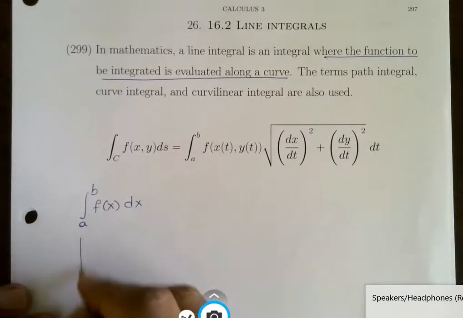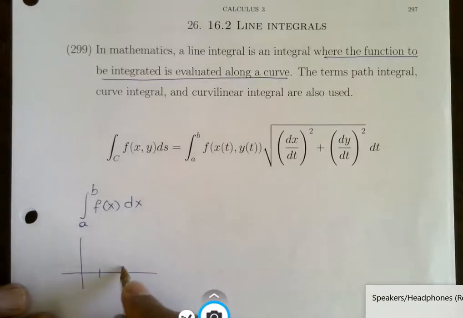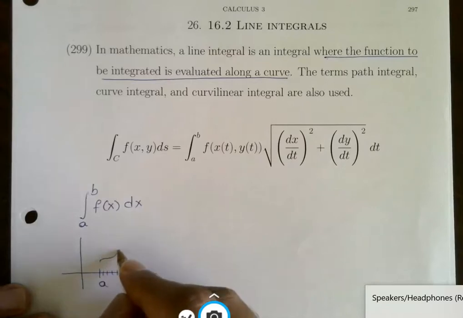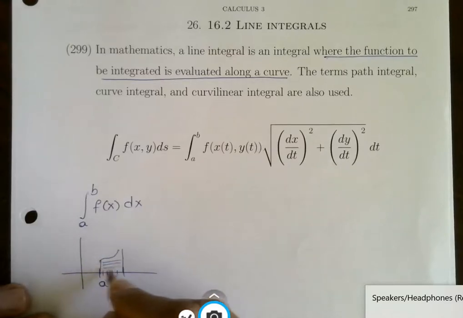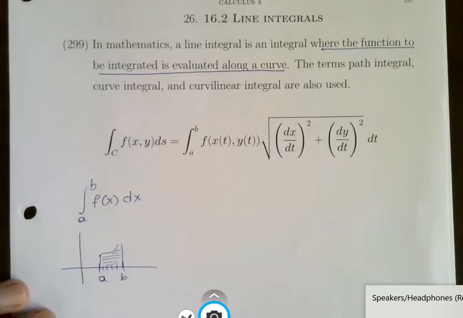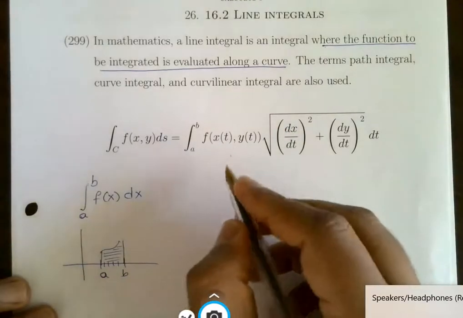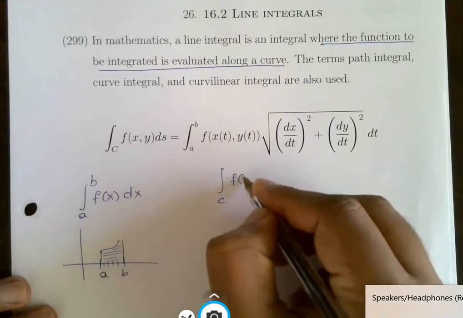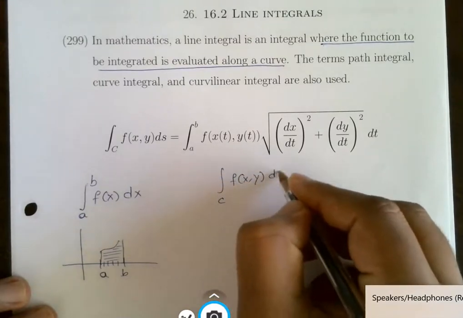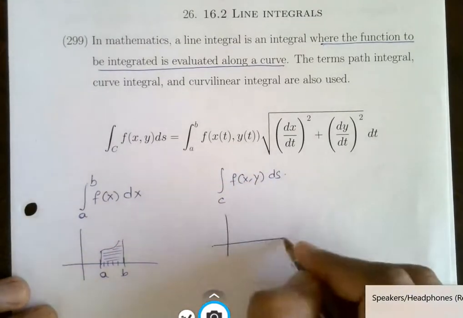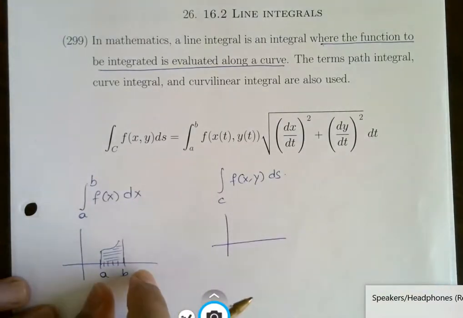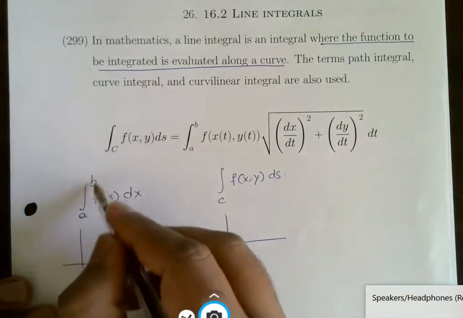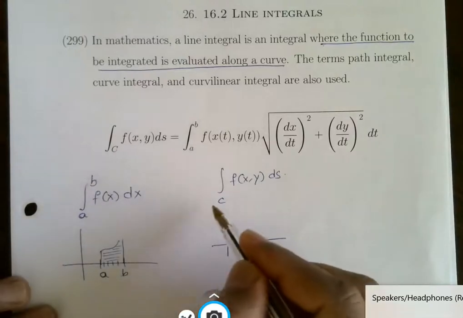What you mean by that geometrically is your domain is a to b, it's a line segment, and there is a curve on the top, and you're finding the area here, right? That's what it meant. Now the line integral here is over the curve, f of x y ds, which means instead of the interval AB, you have a curve.